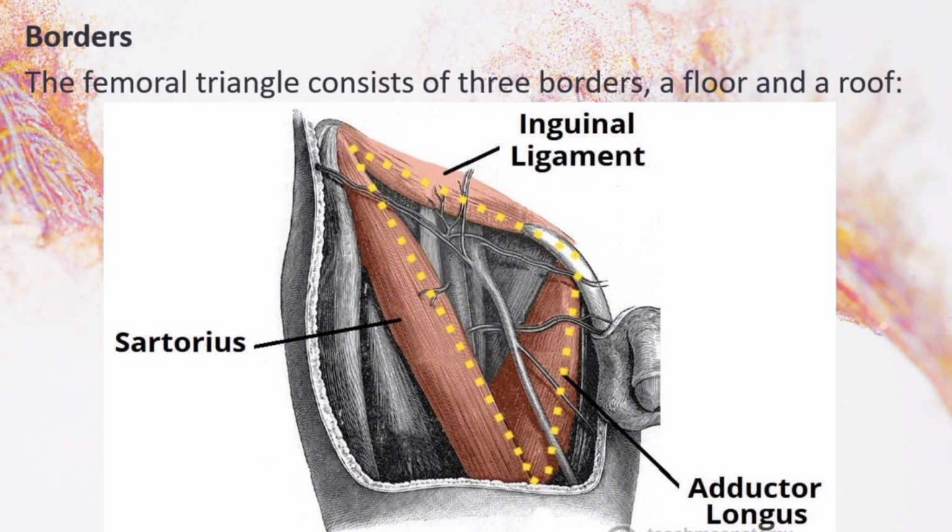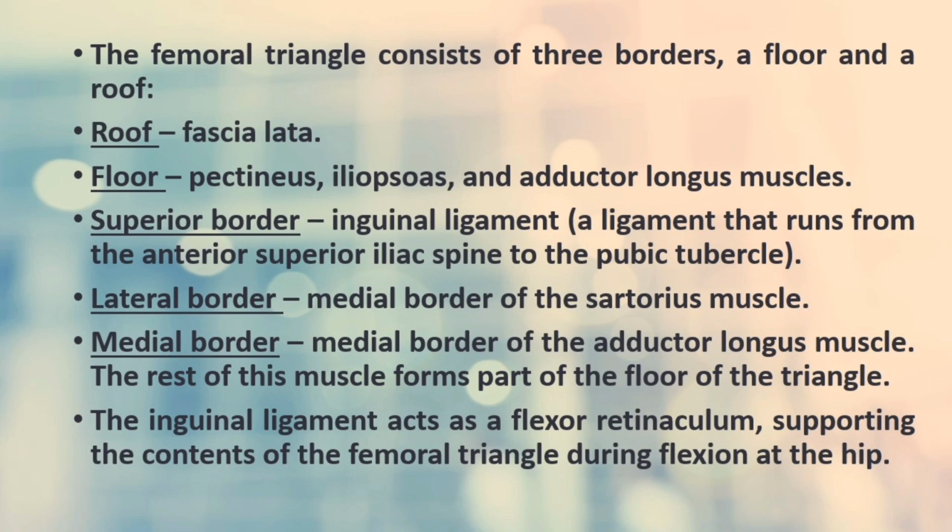Borders. The femoral triangle consists of three borders, a floor and a roof. Roof: fascia lata. Floor: pectineus, iliopsoas, and adductor longus muscles. Superior border: inguinal ligament, a ligament that runs from the anterior superior iliac spine to the pubic tubercle. Lateral border: medial border of the sartorius muscle. Medial border: medial border of the adductor longus muscle. The rest of this muscle forms part of the floor of the triangle.